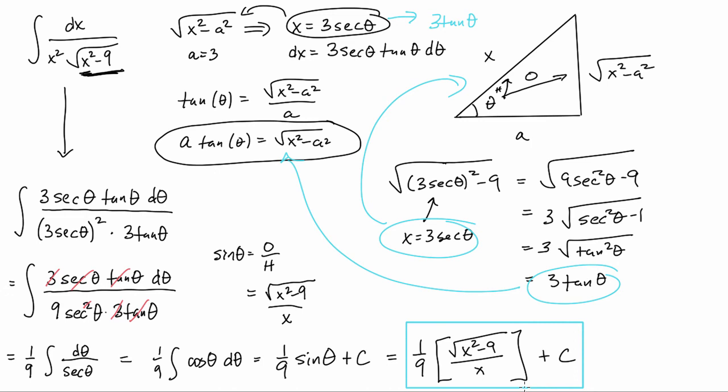And so, basically just focus on the process here. Understand where these substitutions are coming from. That's important to me, that you understand where the substitutions are coming from, that they result from this triangle, and that you can use the triangle to also re-express the radical.